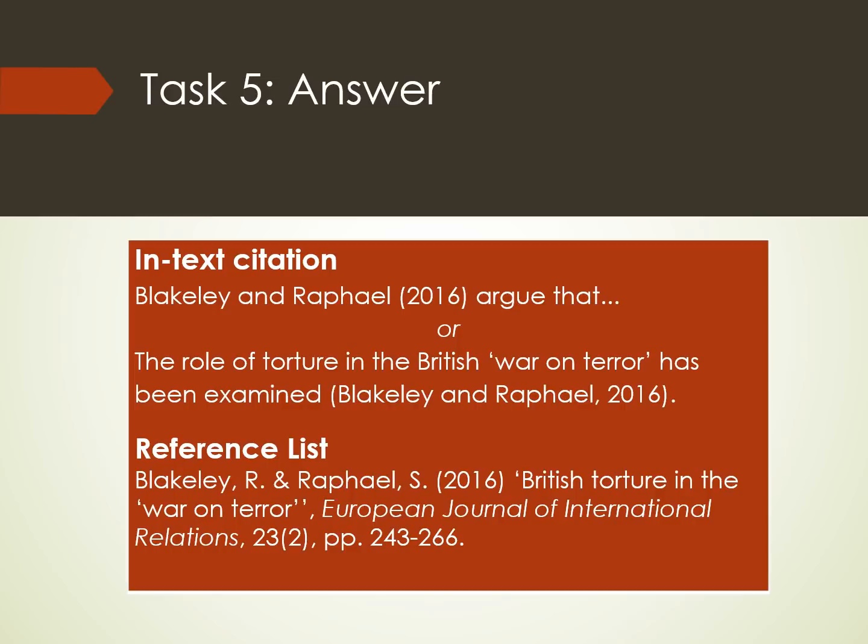And in the reference list again, we see both authors listed, year of publication, the title of the journal article in inverted commas, the title of the journal itself in italics, followed by the volume number, the issue number, and the page range of the particular article. So it's important that you pay attention to the different kinds of information that's required from different sources so that your reader has all the information that they need in order to locate that source should they go looking for it themselves.